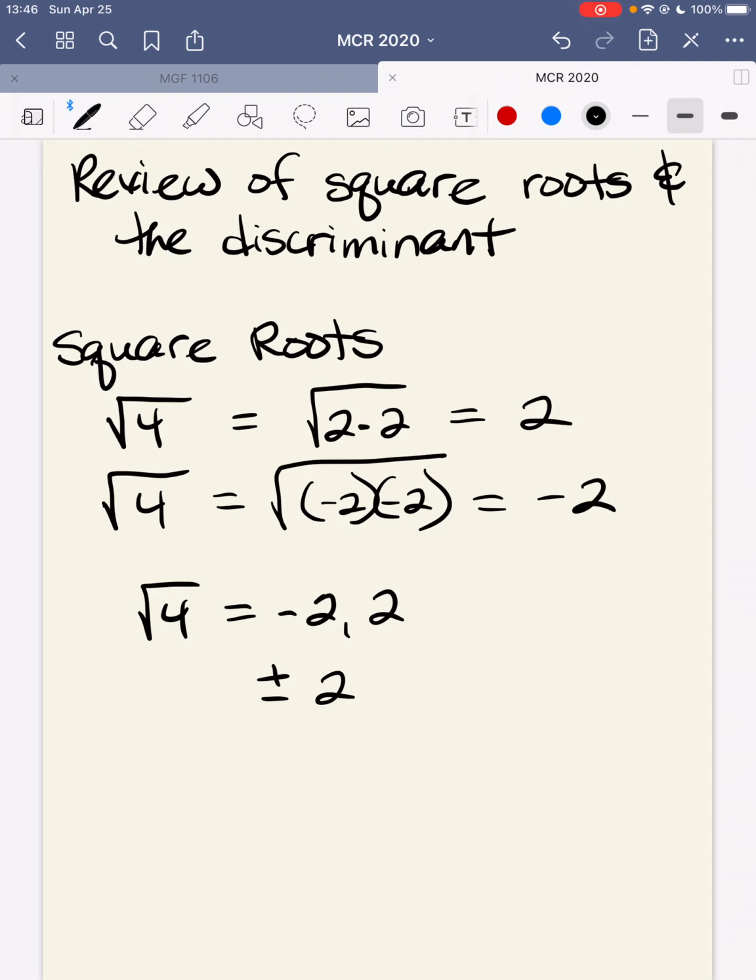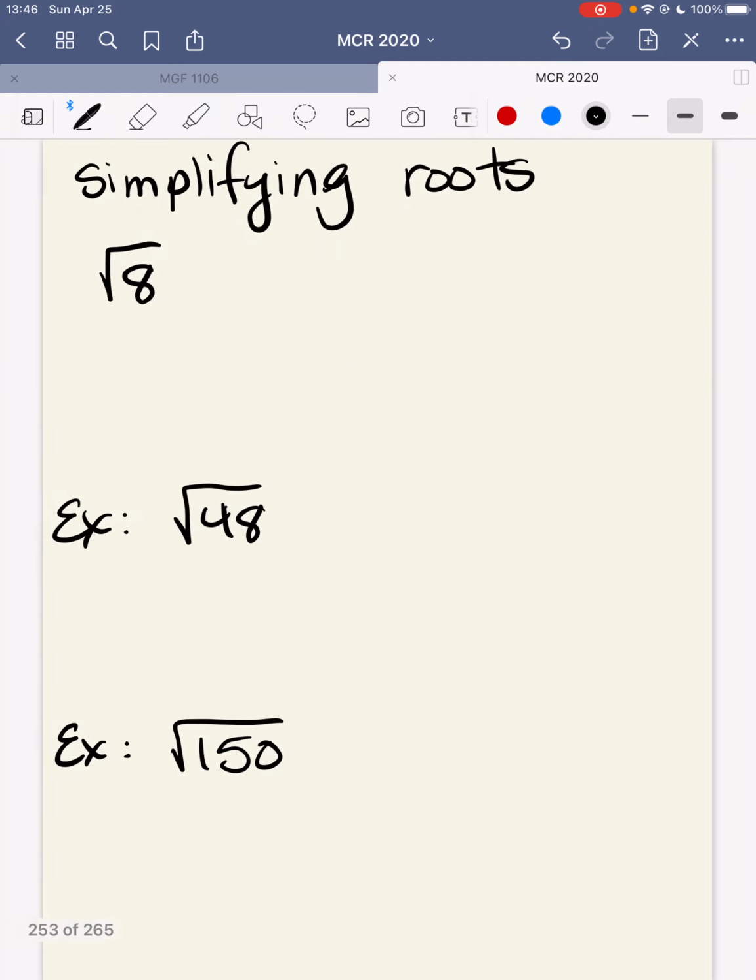So for each square root, we're going to have a positive and a negative version, which is something we haven't really talked about a lot. When we look at square roots like the square root of 9, we're going to assume that its roots are 3 and negative 3, or plus or minus 3. So let's go ahead and simplify some roots here.